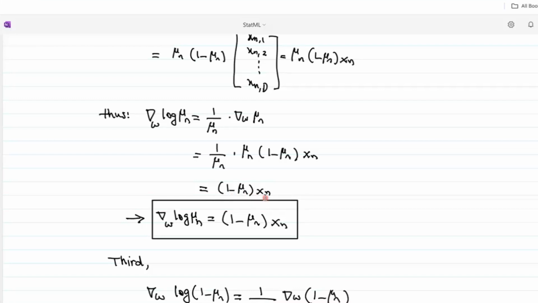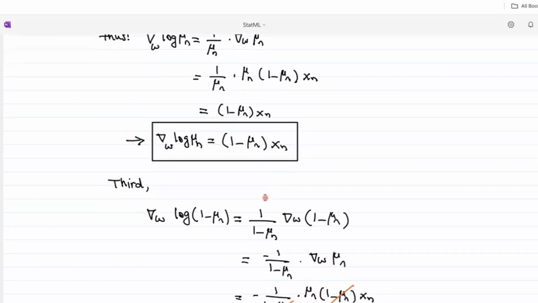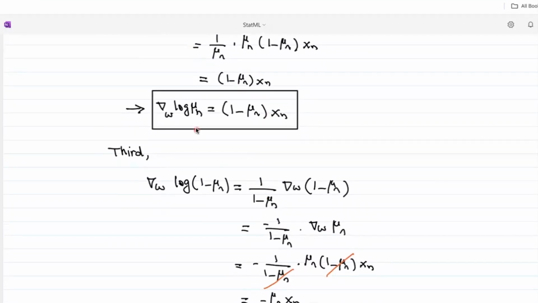So we are done with the most difficult part of this gradient calculation: the gradient of log of mu n, the probability that we find, with respect to these unknown parameters, is 1 minus mu n xn.